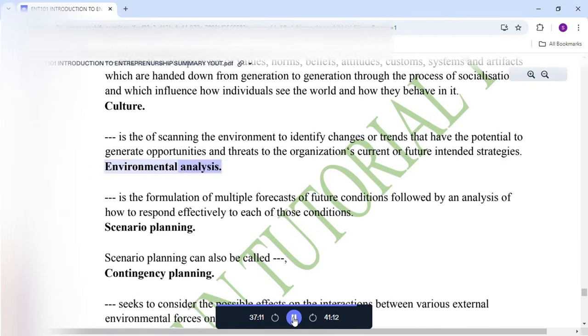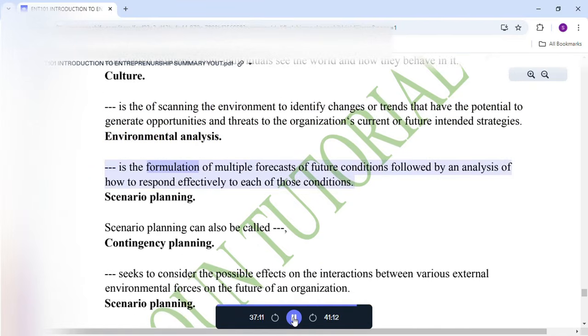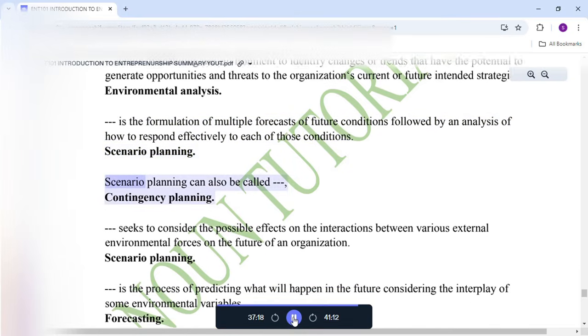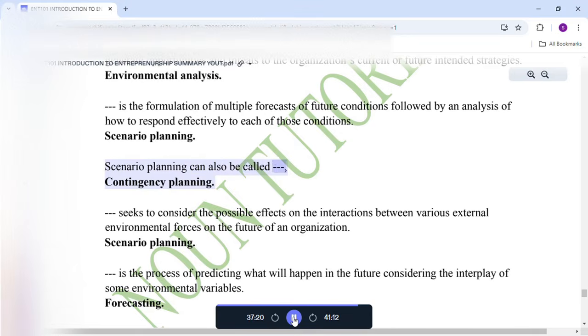Scenario planning is the formulation of multiple forecasts of future conditions followed by an analysis of how to respond effectively to each of those conditions. Scenario planning can also be called contingency planning.